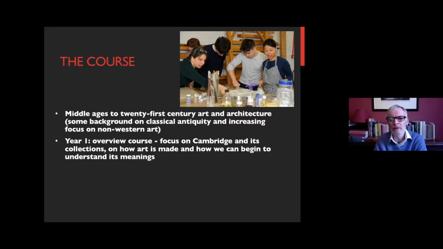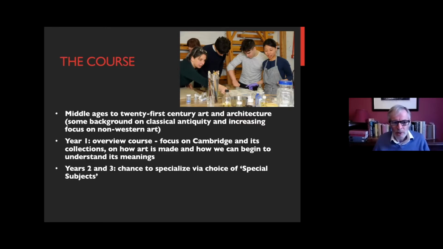But we do have a whole course on the making of art in first year, which includes things, for example, like the difference between carved sculpture and cast sculpture or welded sculpture. Because we believe that the way a work of art is made is an inevitable part of how it looks, and therefore, by extension, of what it might be taken to mean.